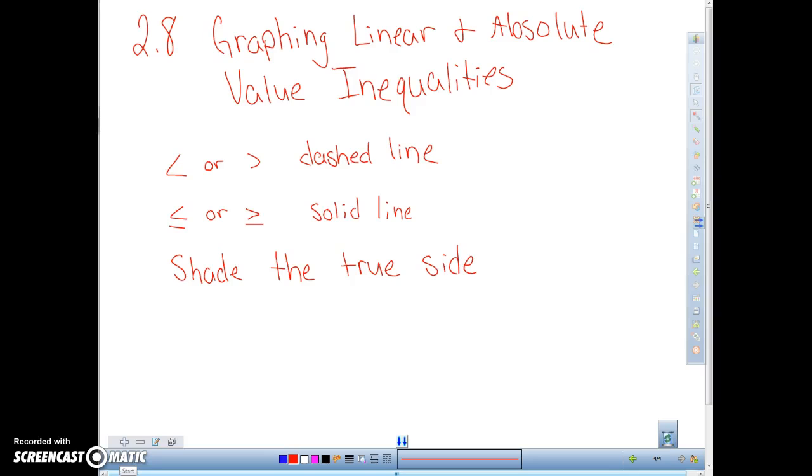This is Algebra 2, 2.8, Graphing Linear and Absolute Value Inequalities. This is the last lesson in this section. Most of it's review from Algebra 1. The only new part will be the absolute value part at the end.